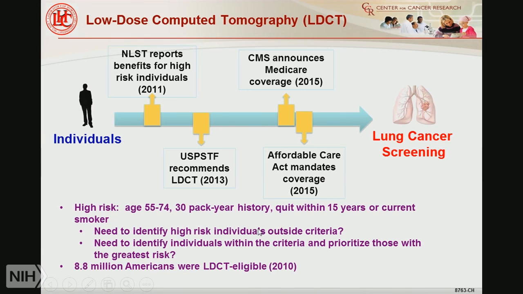And there's a need to identify people who are outside of this criteria. So I mentioned about 10% of the people coming in the clinic are never smokers. They would never be screened. And also, there's almost 9 million people that are eligible for screening now. We don't have the capacity and won't have the capacity to screen that many people for quite a number of years. So there's also a need to prioritize those who are at greatest risk for screening, something that would be economical to do. And some of the tests that I've been talking about in biomarkers perhaps will help with that.